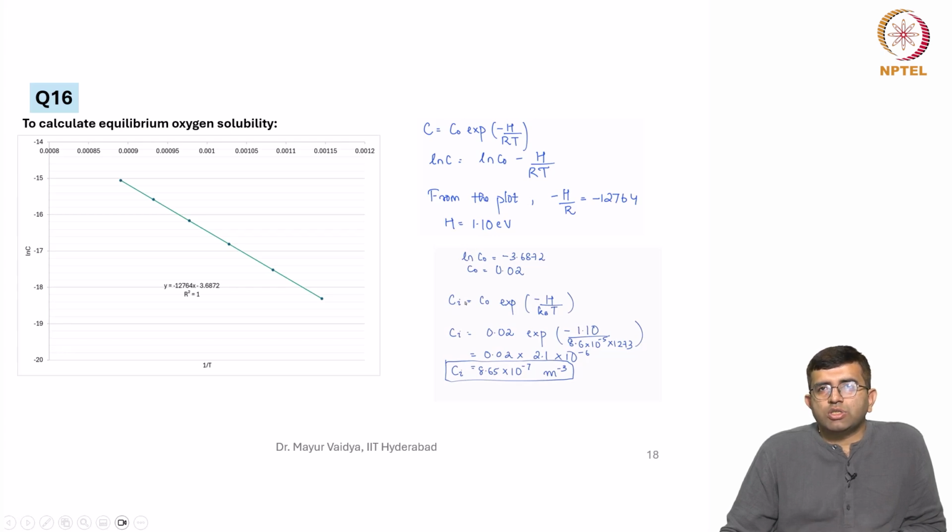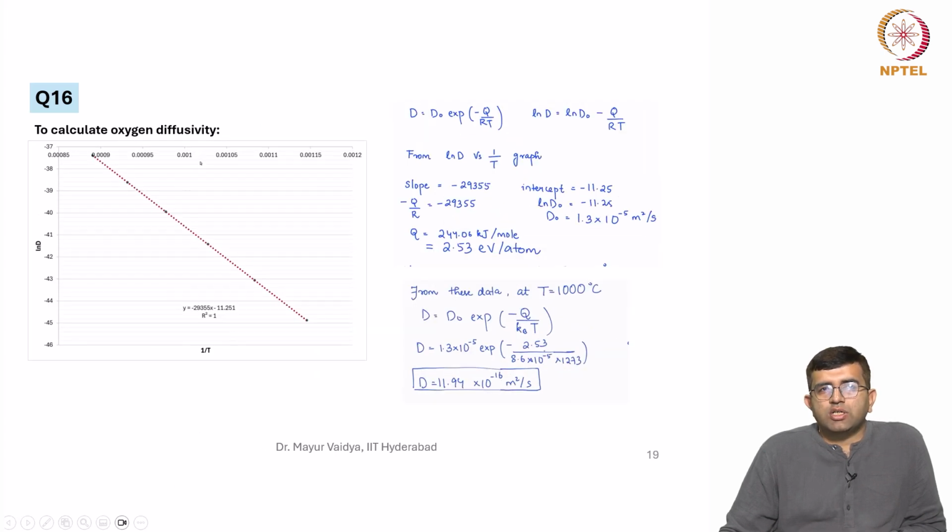Then you can use the same expression, Ci equals C naught exponential minus H by kBT, or H by RT, whatever you want to use, and get the value of Ci at 1000 degrees centigrade. Now for calculating the oxygen diffusivity, as I said, you plot log D versus 1 over T. The slope you can get from this plot, and from the intercept you can get D naught. Once you get D naught and Q, you put this data in at 1000 degrees centigrade, and D equals D naught exponential minus Q by kBT, and you can get the value of the diffusivity at 1000 degrees centigrade.